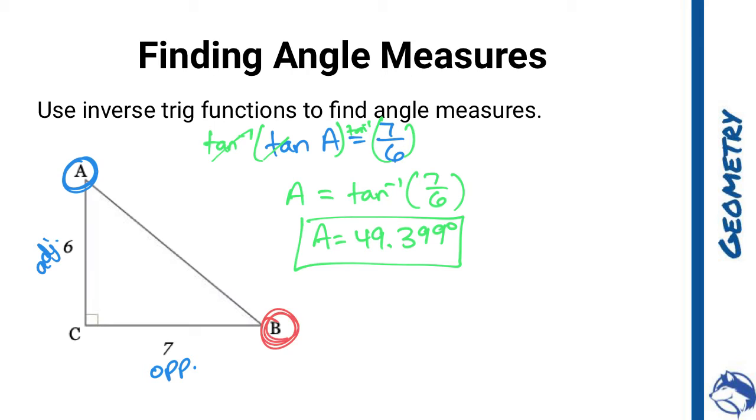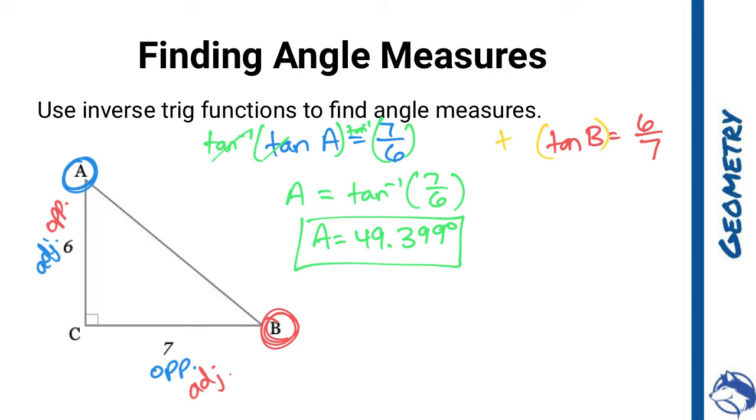So now if I change my reference point, or the point that I'm trying to find, that angle, I now have this side being the opposite and this side being the adjacent. So I can set up that the tangent of B is equal to the opposite over adjacent, or 6 over 7.